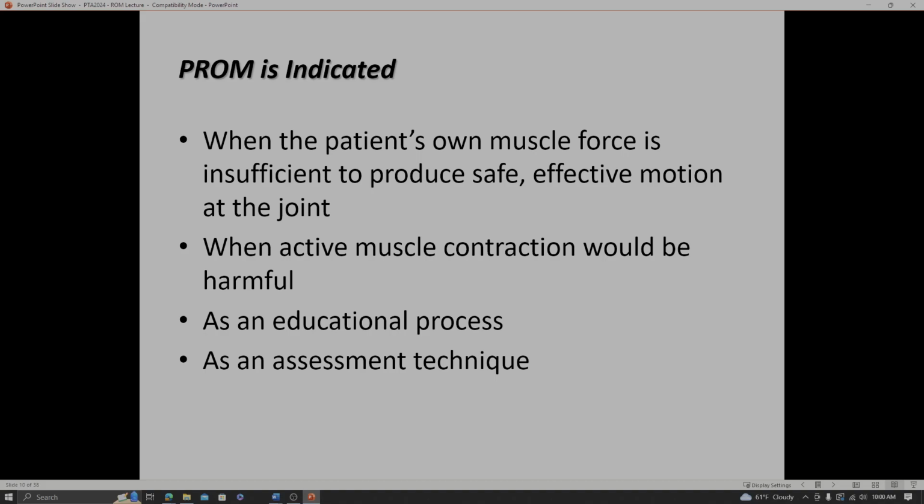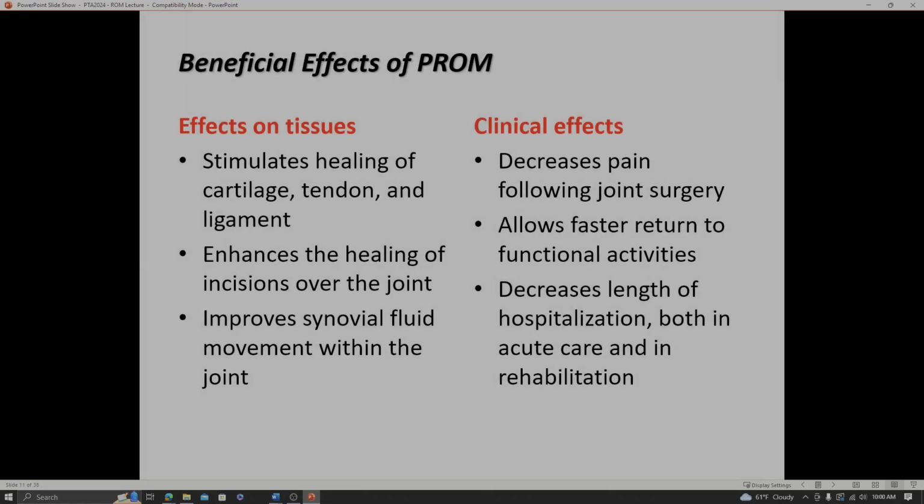So we start passively. Active muscle contraction would be harmful, like if soft tissue, muscular tissue was trying to heal, or a tendon that had ruptured was trying to heal, or a surgical intervention has been introduced that needs to heal. Also an educational process, and you can use it for assessment techniques, right? Passive range of motion we can measure. You can educate the patient on, I want the movement to look like this without any compensations. I'm going to show you how to do it. This is what the movement feels like, right?